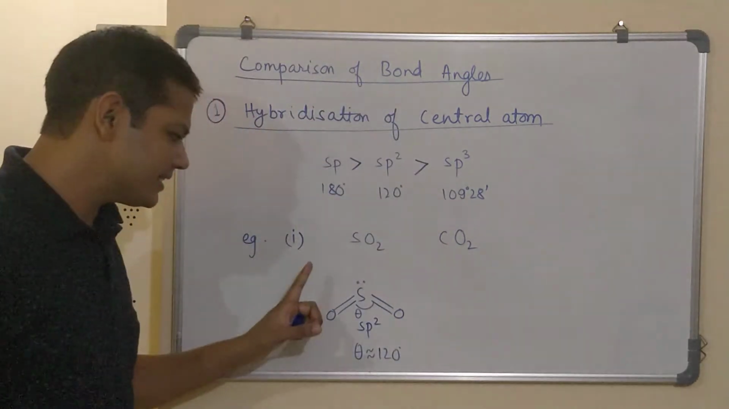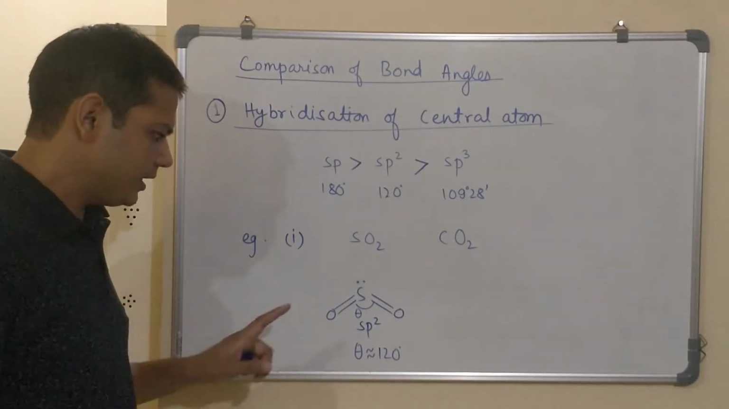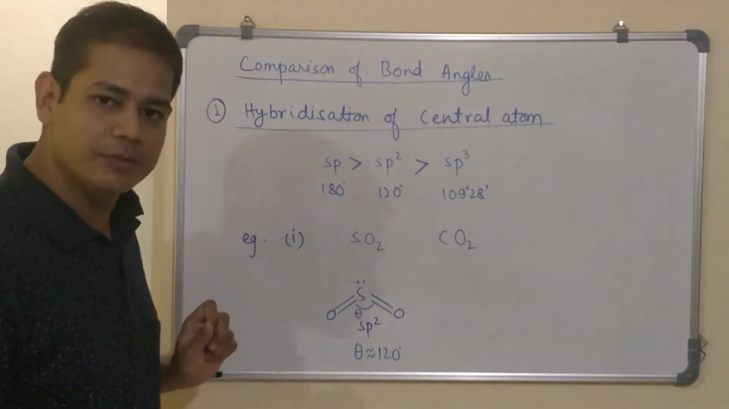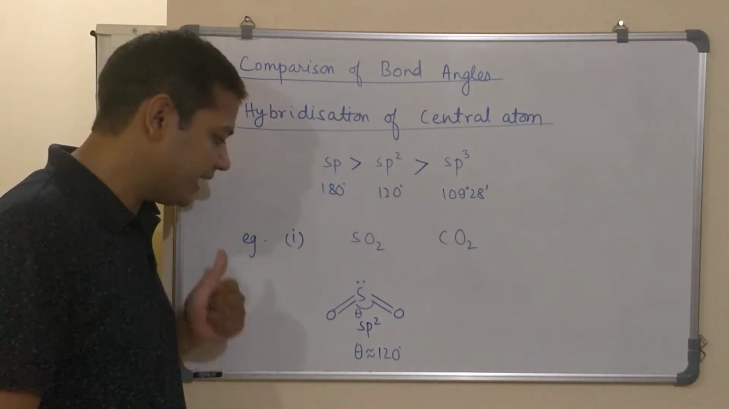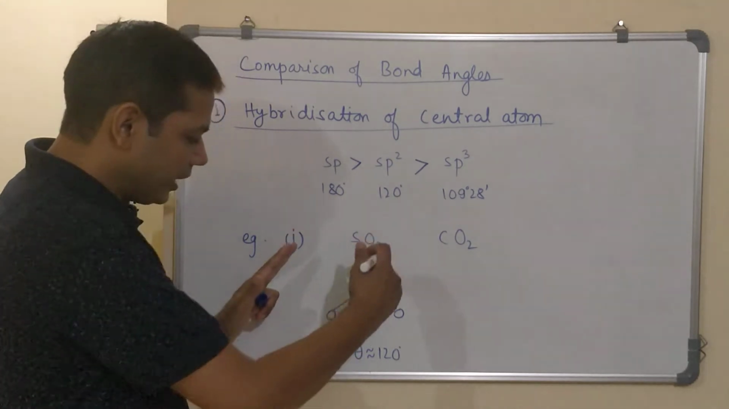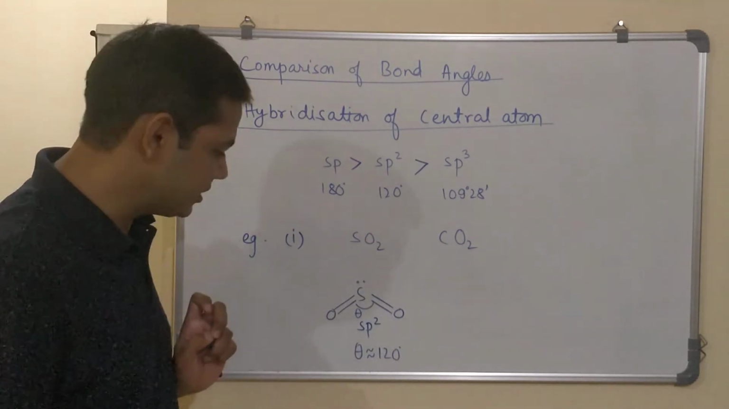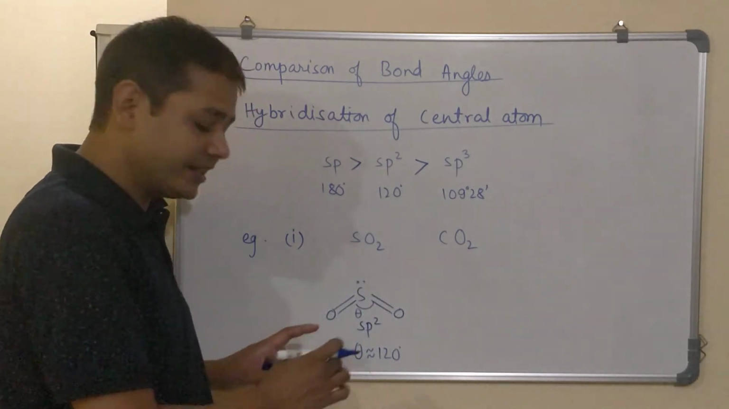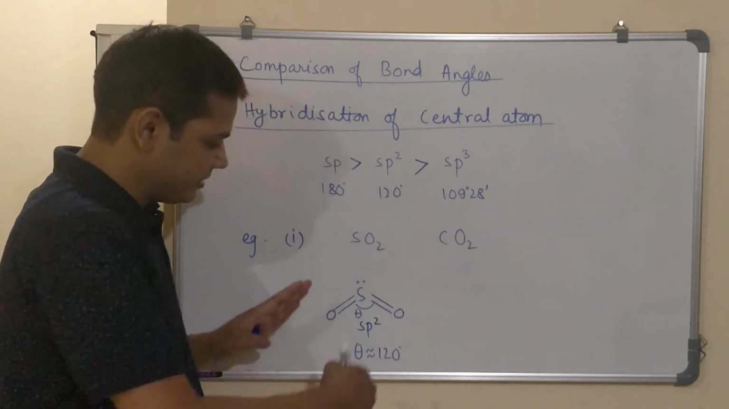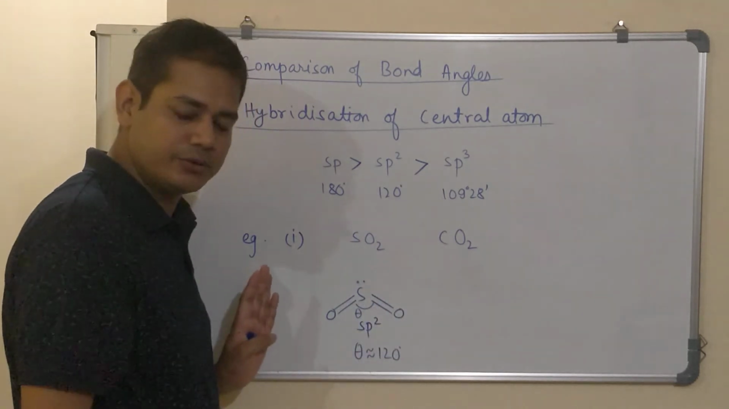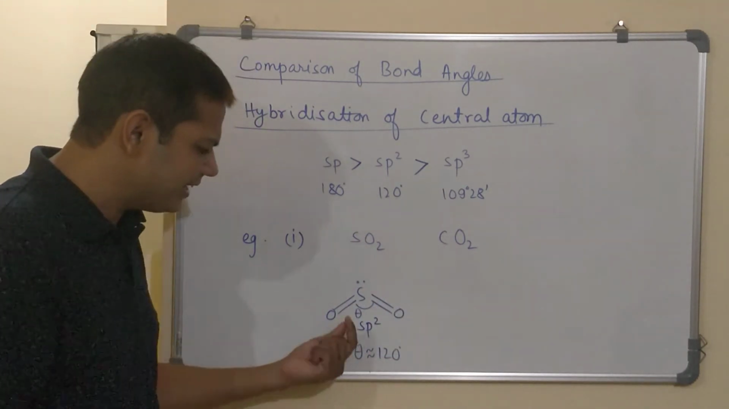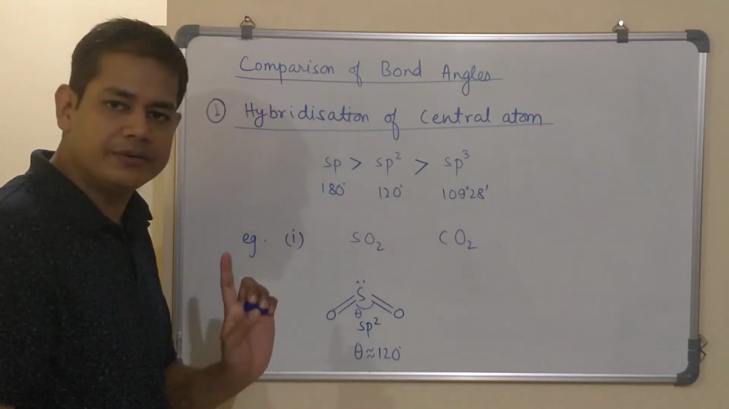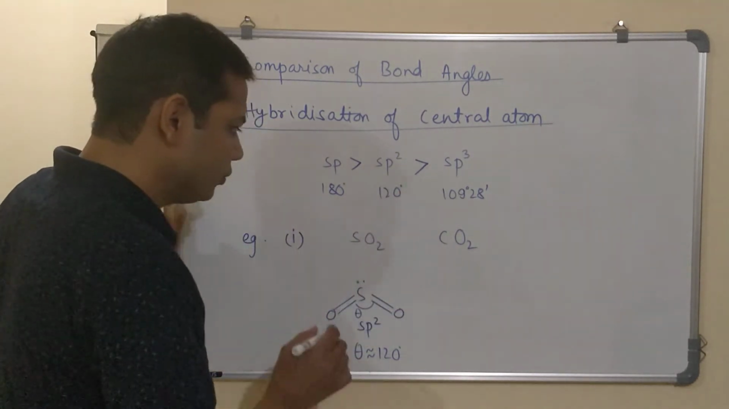We are not writing it as exactly 120 because there is a lone pair on the sulfur atom, and we have learned in VSEPR theory that due to the lone pair the bond angles decrease. Lone pair has a greater repulsion, and lone pair-bond pair repulsion is greater than bond pair-bond pair repulsion. It results in a decrease of the bond angle in SO2. The actual bond angle theta is slightly less than 120, but we will simply write it as close to 120. Now let us talk about the CO2 molecule.